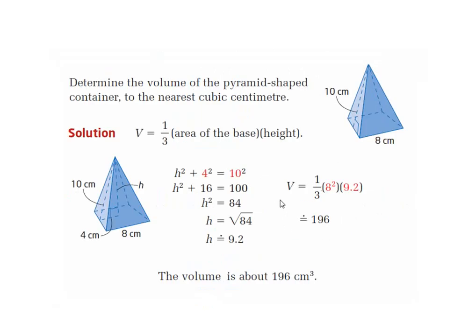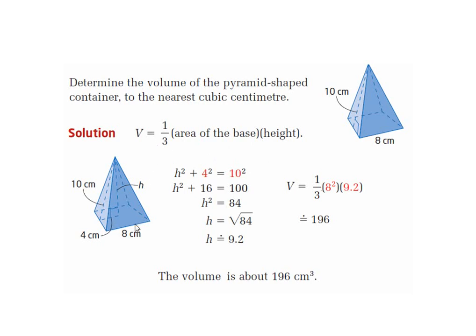Then let's practice how to calculate the volume of a pyramid. Determine the volume of the pyramid-shaped container to the nearest cubic centimeter. So the formula is V equals area of the base times height over 3. We'll say 1/3 of the area of the base times height.